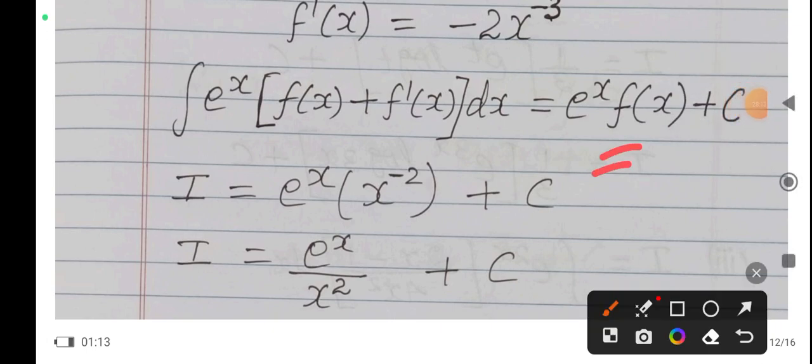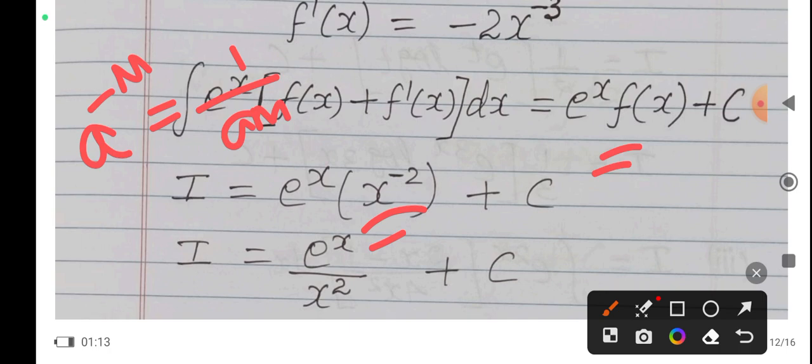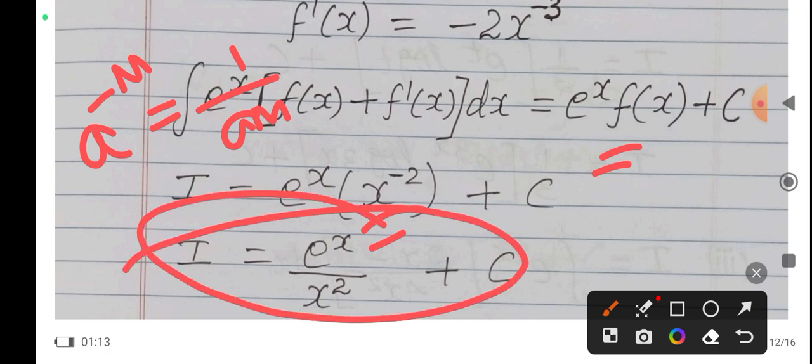So e power x f of x is x power minus 2. We know children a power minus m is 1 by a power m. So e power x by x square plus c.